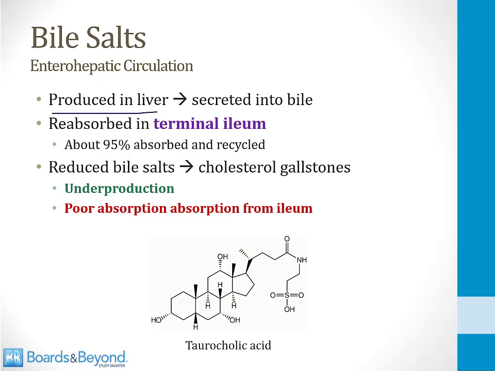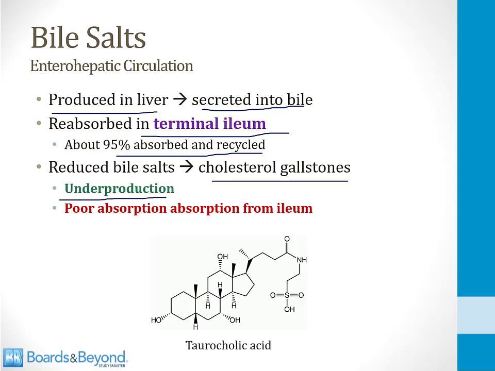So bile salts are produced in the liver and secreted into the bile, but they do not all go out in the stool. Many of the bile salts the liver produces are reabsorbed in the terminal ileum. About 95% is reabsorbed. This means that there are two ways to lose bile salts. The first way is if the liver underproduces bile salts. That can lead to cholesterol gallstones.